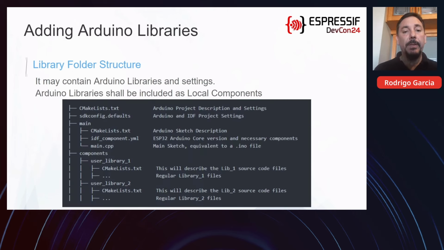This is the folder structure for the libraries. As you see, you have the same structure I talked about before in the Hello World example. And we have this extra components folder where we have one folder for each one of the libraries we are using. You can have as many libraries as you want. And for each one of the libraries, we should have one CMakeLists.txt file that will say what the source codes for that library are.